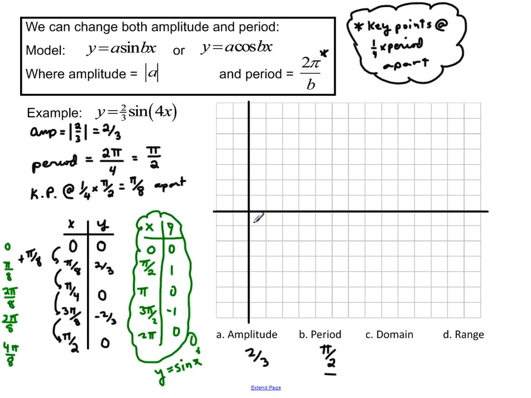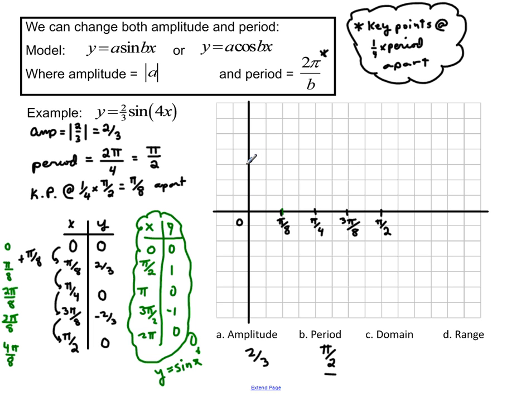Well, let's make one full period here. So we're going to start at 0. We're going to have pi over 8. That's our first key point. We're going to have pi over 4 as our next key point. We're going to have 3 pi over 8 as our next key point after that. And we're going to have pi over 2 as our last key point within one full cycle of the graph.